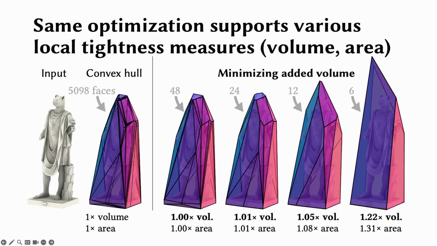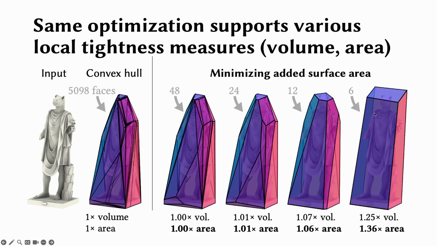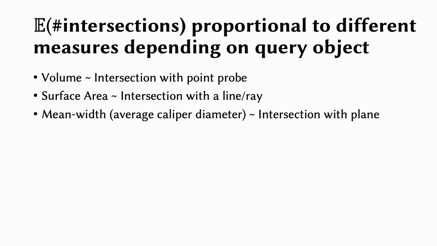OK, so here is switching the metric. So far, I've shown volume minimization for most of the examples. We can also do surface area minimization. For a large number of faces, it doesn't really change too much. But we can see that the big spike went away, which was very painful for area, but not so painful for volume.